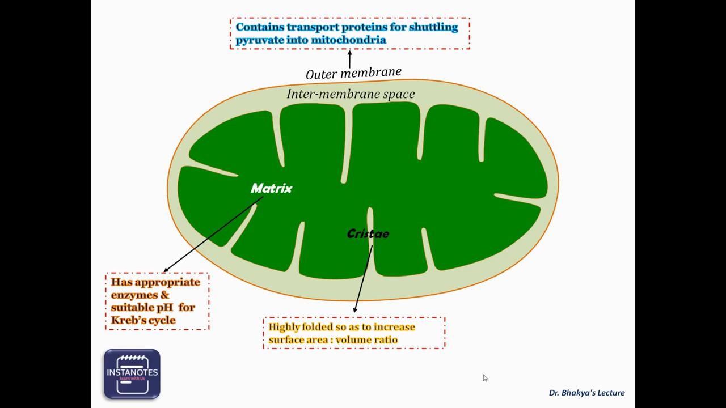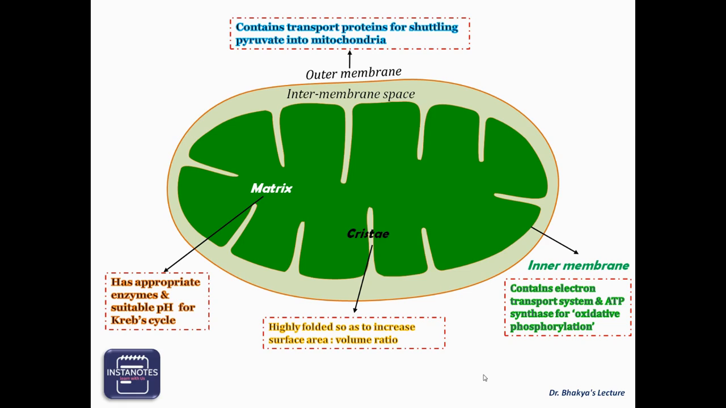As I said before, cristae is highly folded so as to increase the surface area to volume ratio of the mitochondria. The inner membrane especially carries out the electron transport system and the ATP synthase for oxidative phosphorylation reactions.